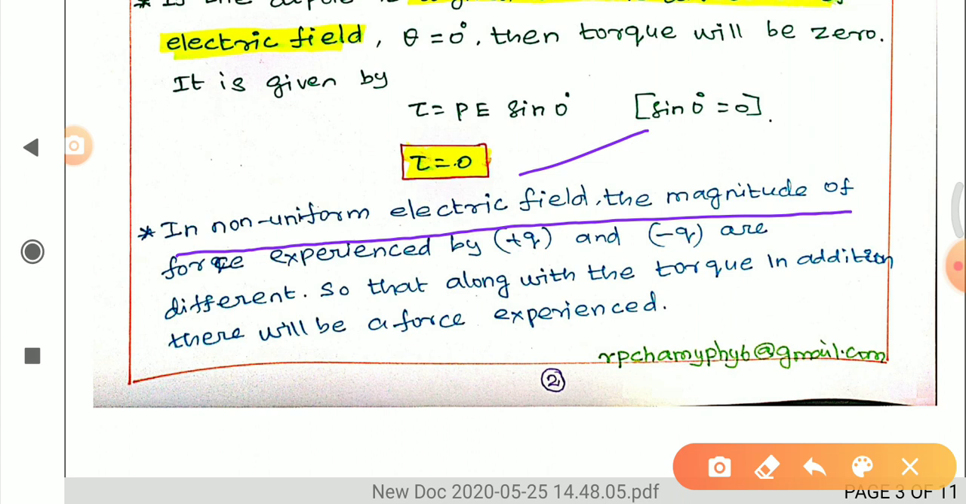Then the torque value will be maximum if the electric dipole is oriented normal, or perpendicular, to the direction of the electric field. Torque value will be maximum. If the dipole is aligned with the direction of the electric field, theta value is equal to 0, sin 0 is equal to 0, so tau is equal to 0.